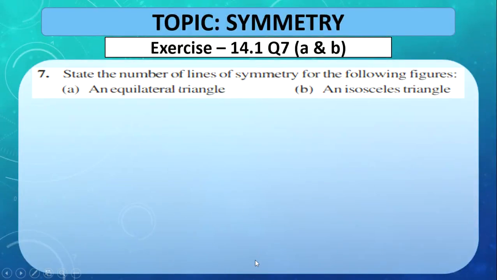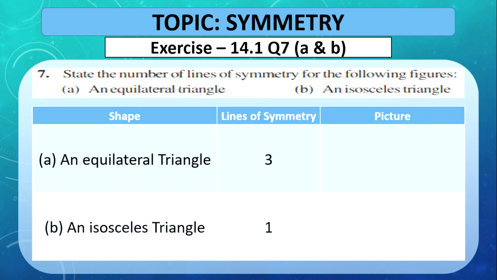Exercise 14.1, question number 7. State the number of lines of symmetry for the following figures. A. An equilateral triangle. B. An isosceles triangle. So all of you know what is an equilateral triangle. A triangle which has three equal sides and equal angles.